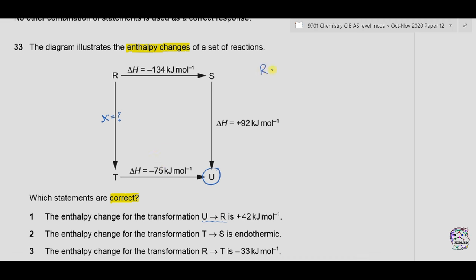So we can say that R to S and S to U, the energy will be equal to R to T and T to U. From R to S we have negative 134 kilojoules per mole. From S to U we have plus 92 kilojoules per mole. While from R to T the energy is not given, while T to U is negative 75 kilojoules per mole. So we can find the value of X. It comes equal to 33 kilojoules per mole. So we can write 33 with R to T.